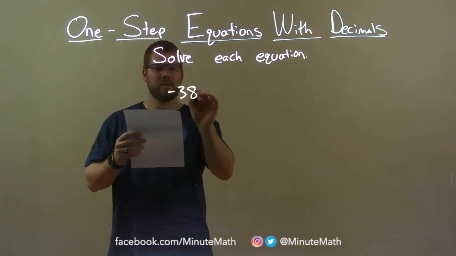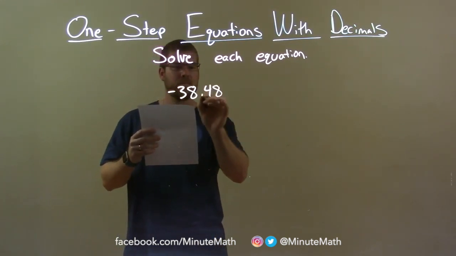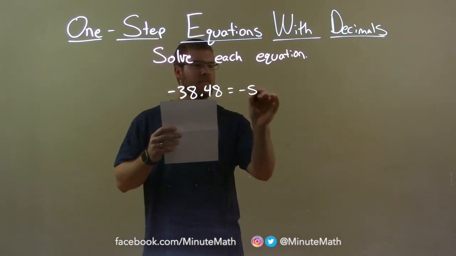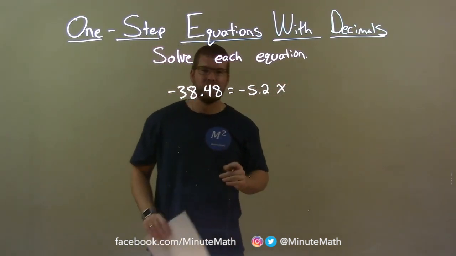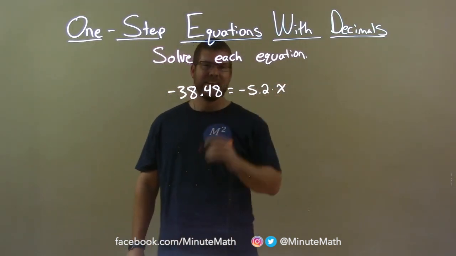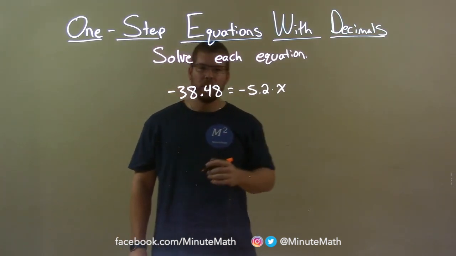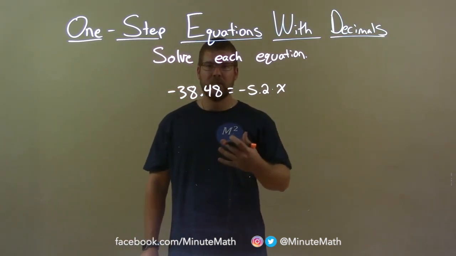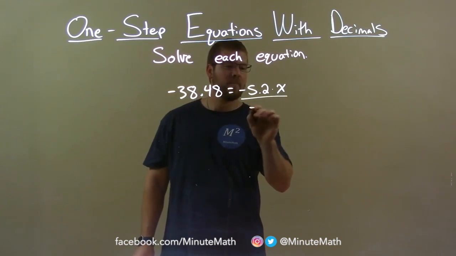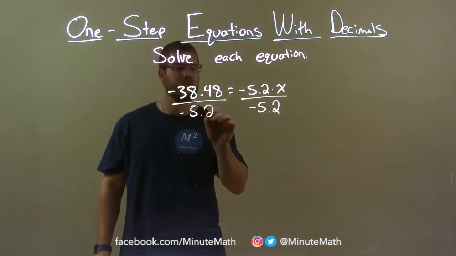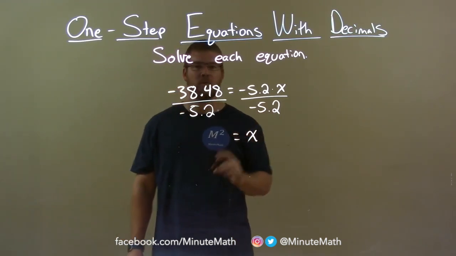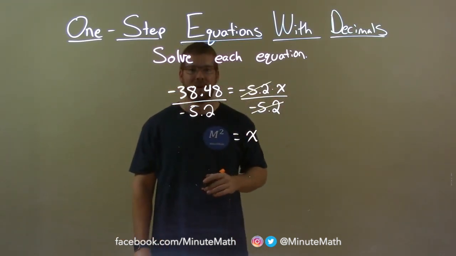Negative 38.48 equals a negative 5.2x. I want to get x by itself. Now it's being multiplied by that negative 5.2. To get rid of that, I have to do the opposite of multiplication, division. Divide both sides by negative 5.2. This gives me x by itself on the right because the negative 5.2s will cancel.